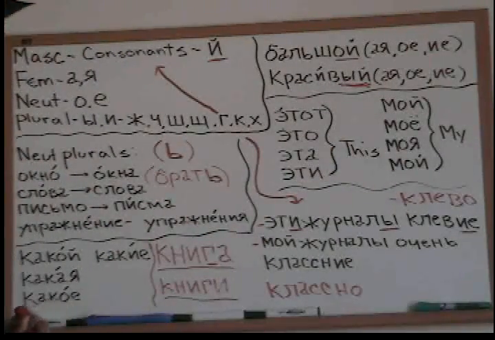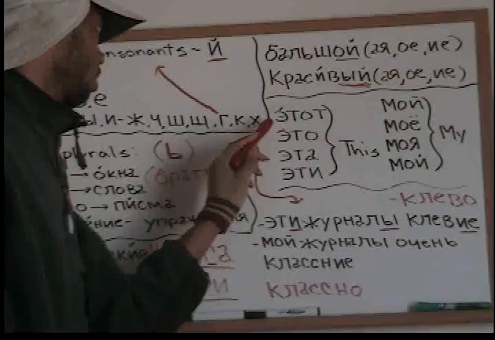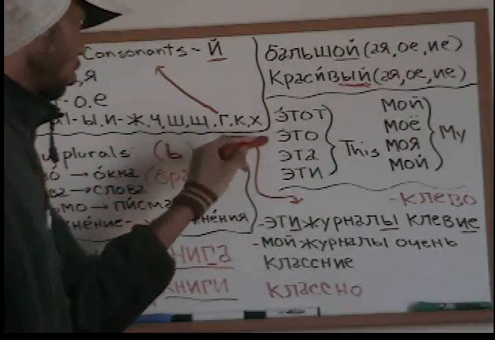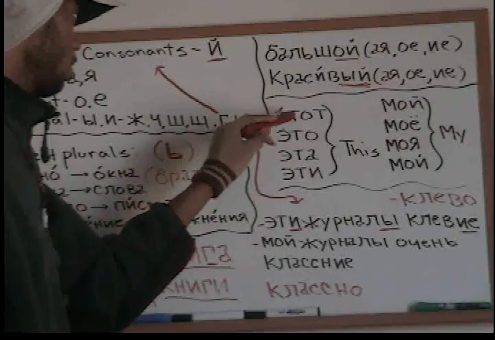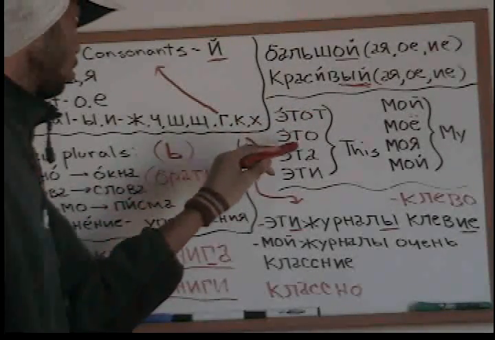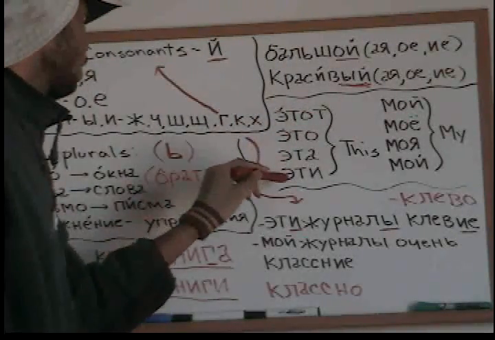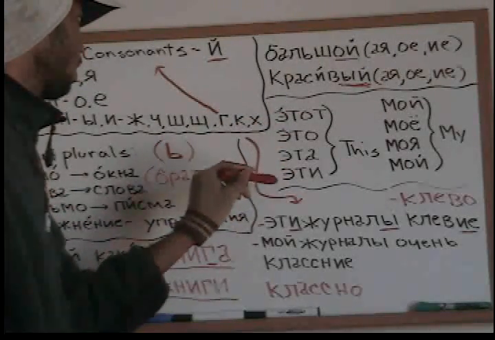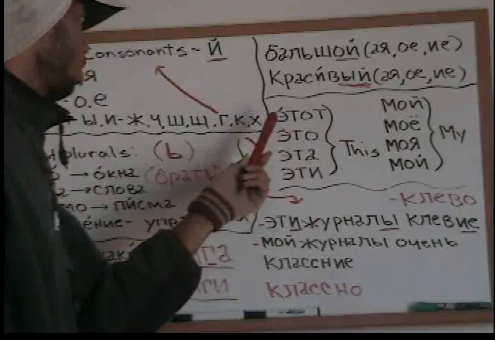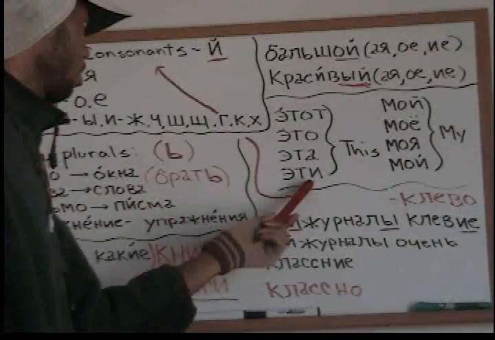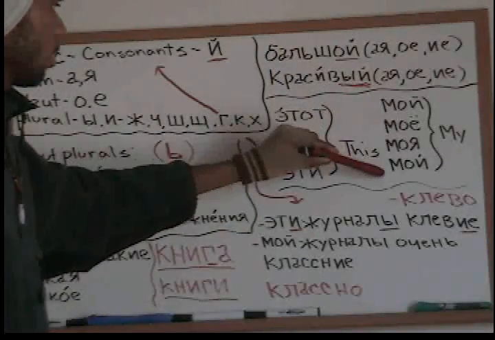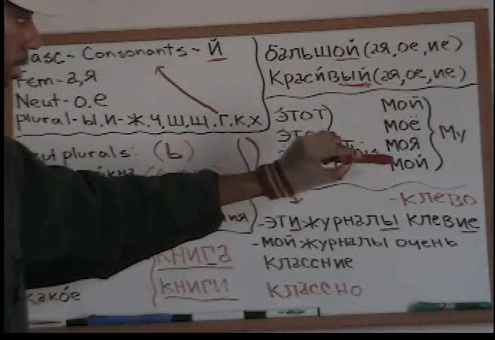These over here are demonstratives for this. Of course, you have your gender. Etot, eto, eta, eti. So this, and eti, of course, is plural. These. Okay. Over here you have possessive pronouns.